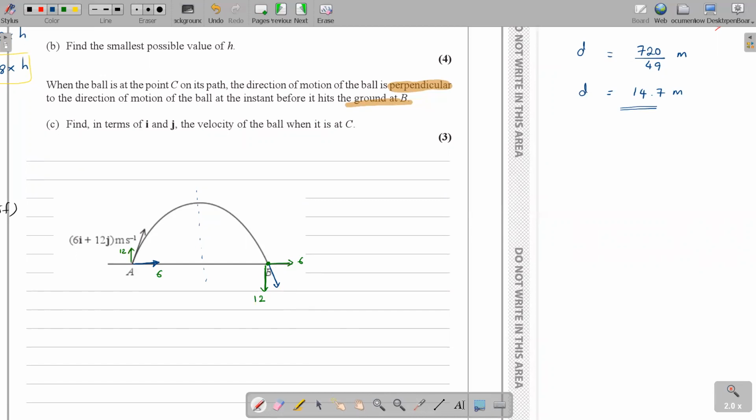Now, if I take the direction of motion at B, they're saying something about the direction of motion when it hits the ground at B. The direction of motion means the resultant. The resultant is what gives the direction at B. So these are the two components, and obviously the particle at B is traveling in this resultant direction. Let me make this line a little bit longer so you can see what I'm achieving. This is the line of the direction.